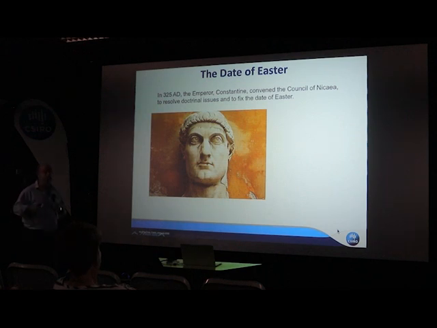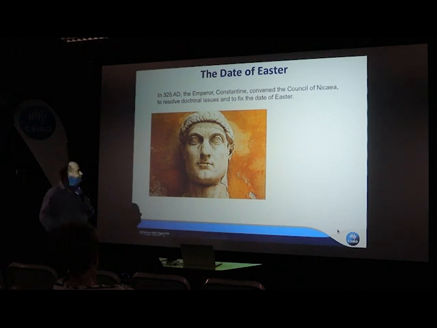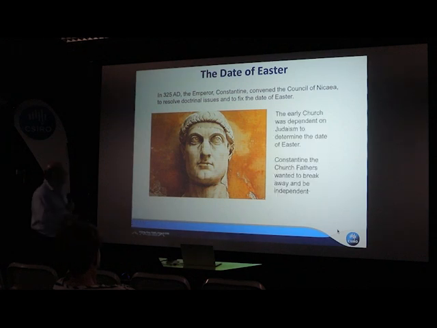Once the Roman Empire became Christian with the ascension of Constantine the Great, in the year 325 AD, he convened the Council of Nicaea to resolve various doctrinal issues and, importantly, to fix the date of Easter, because Easter was considered to be the most important day in the Christian calendar.